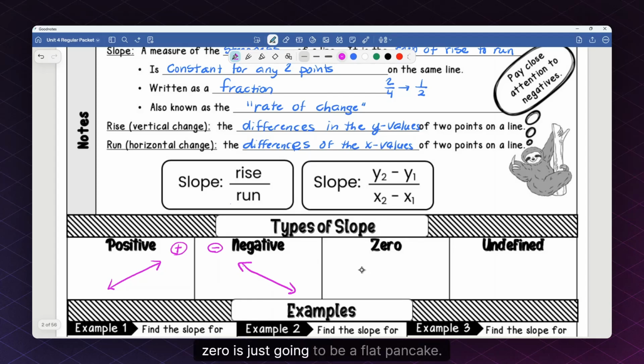Now 0 is just going to be a flat pancake. There is no rise part. The rise is 0. Undefined is this one. We can show you on the calculator also why it's called undefined and how to remember the differences between this one and this one. Your calculator will actually tell you either 0 or undefined, which is the good news.